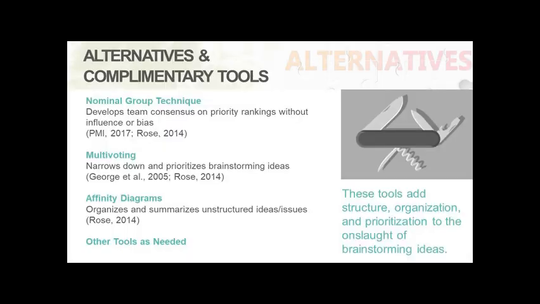I wanted to offer some alternative and complementary tools, because brainstorming really isn't the be-all, end-all tool. It's really used effectively with other tools. And you really need to look at your own situation and see how you can use this to your advantage and really tailor it. One possibility is the nominal group technique. This develops a team consensus on priority rankings without any influence or bias. Another option is multi-voting, which narrows down and prioritizes brainstorming ideas. Affinity diagrams is another option, and that one organizes and summarizes unstructured ideas and issues.